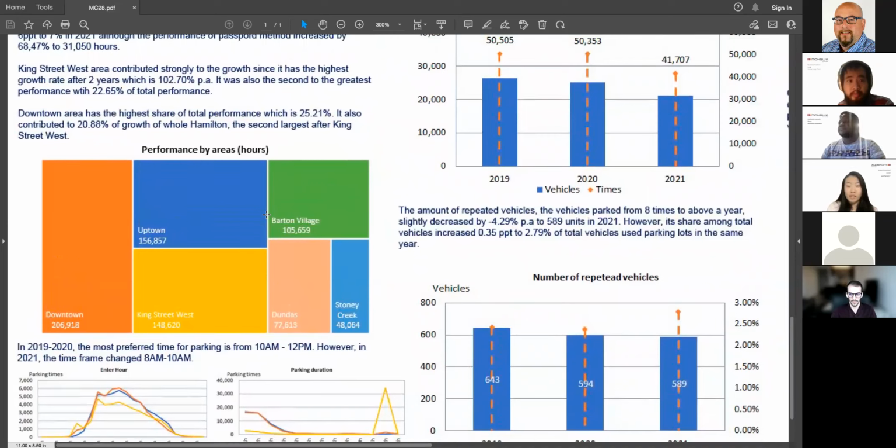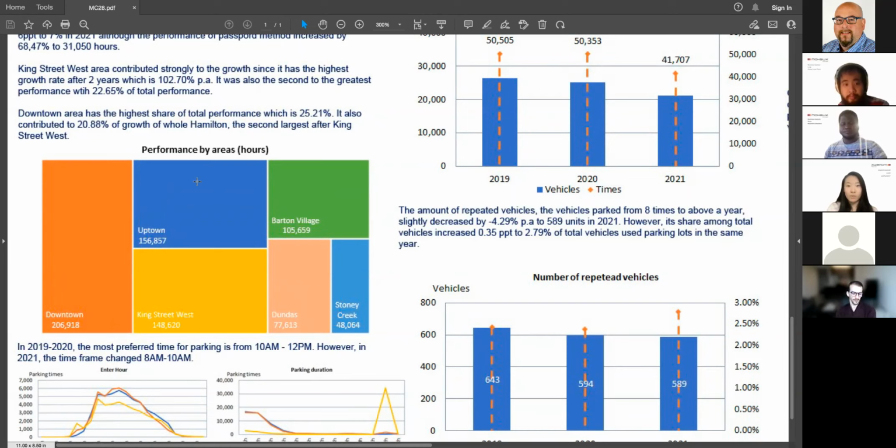An interesting notice is that the King Street West area is also the highest growth rate area after 2 years, from 2019 to 2021. In 2021, it has over a double increase, which is 102% from the previous 2 years of parking. And the downtown area also shows a great growth rate, the second highest growth of 20.88% in the previous 2 years of the whole Hamilton.